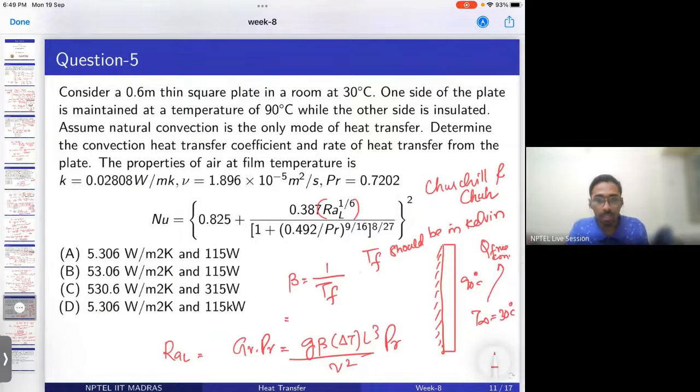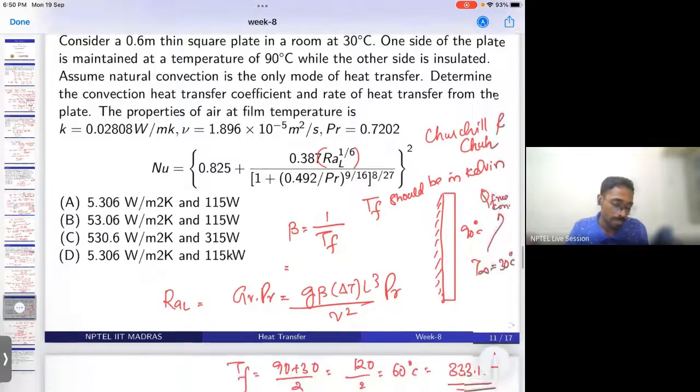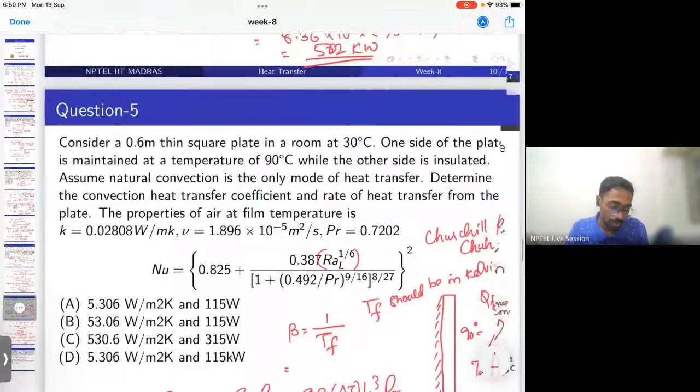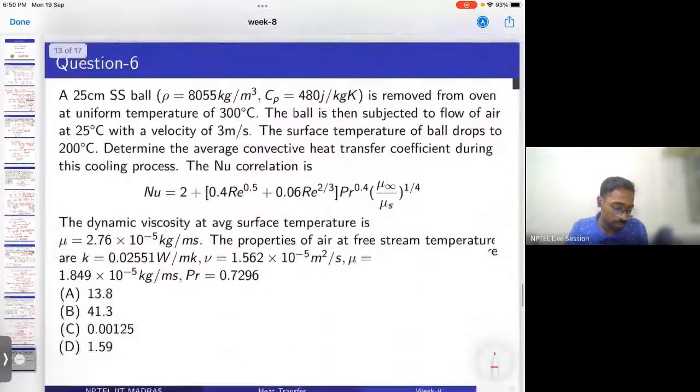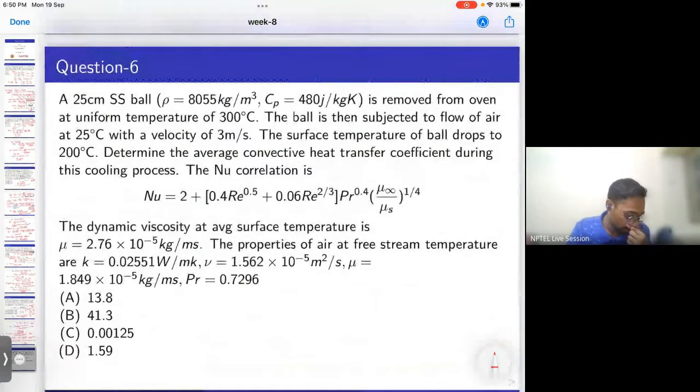Mostly in university examinations, you may be allowed to use heat transfer data books, but in competition examinations, they will mostly give the correlations like this. So I hope this was clear. We'll just move on to the next question.